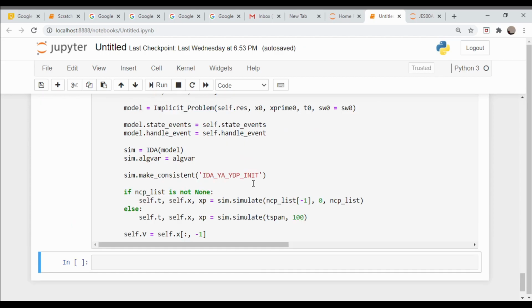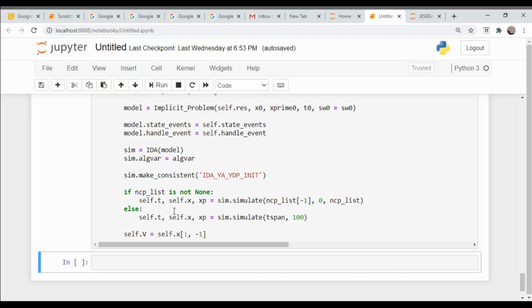Okay, so we calculate our initial conditions, and based on whether we're passing in a list of times, we either call the simulation function with like 100 data points evenly spaced, or we pass in our specific list of times, and we attach the results to the class variable v.